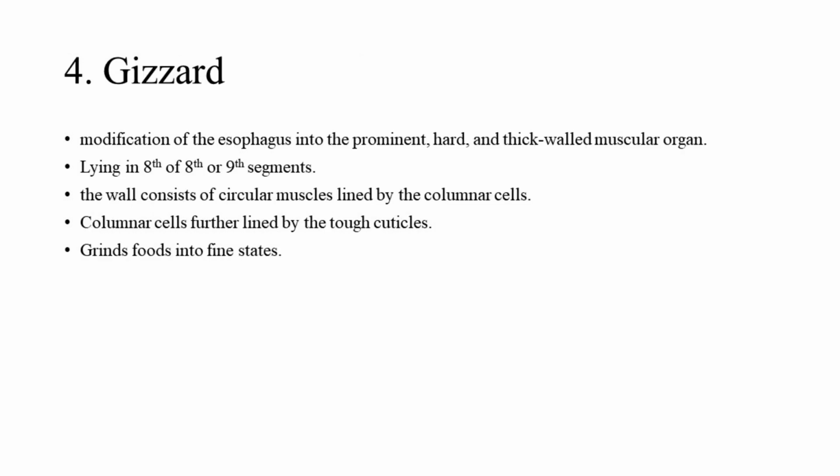4. Gizzard. A modification of the esophagus into a prominent, hard, and thick-walled muscular organ. Lying in the 8th or 9th segments. The wall consists of circular muscles lined by columnar cells. The columnar cells are further lined by a tough cuticle. It grinds food into a fine state.